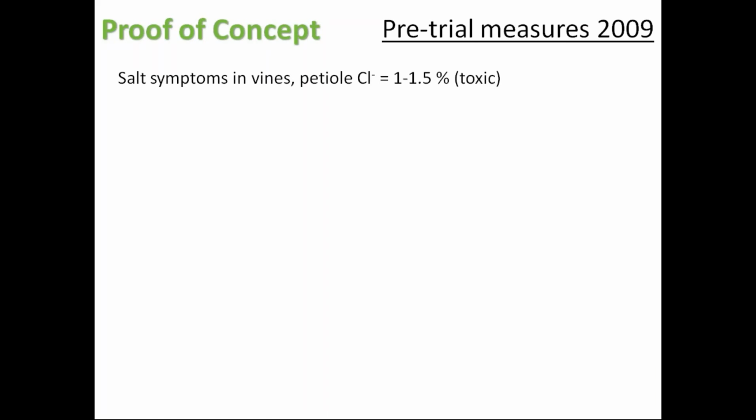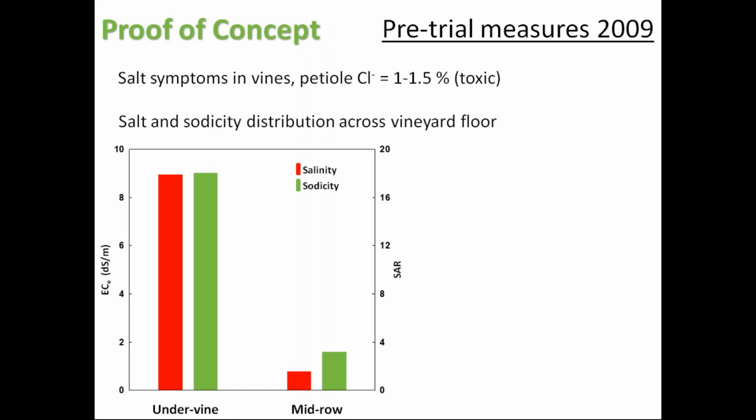We went down in 2009 and we collected some pre-trial measures, and we did in fact see salt symptoms on the vines, and we did measure in the PDLs collected at flowering levels of chloride that were in the toxic range of 1 to 1.5%.